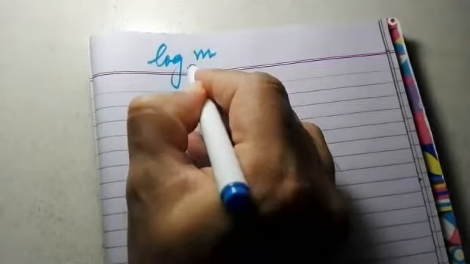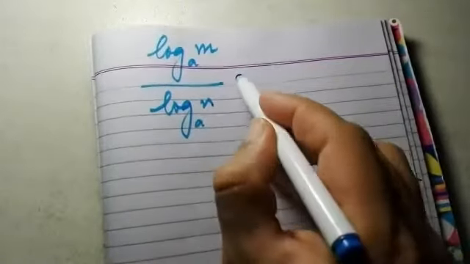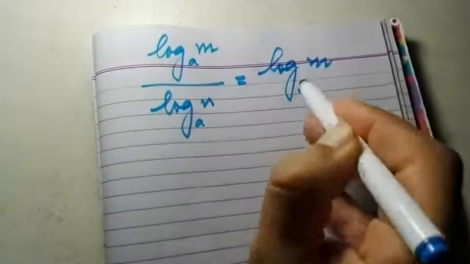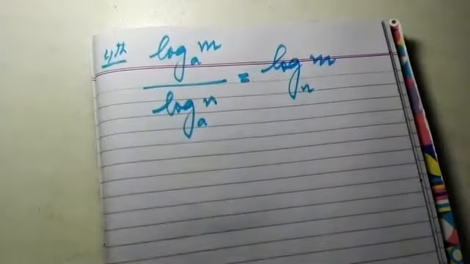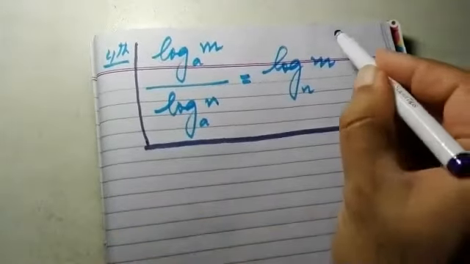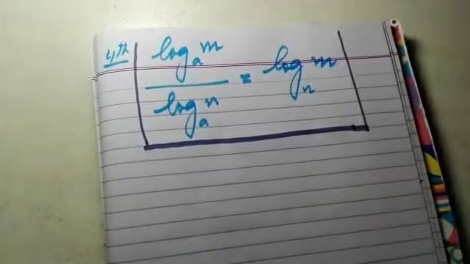So we will proceed further for the verification or the proof of the fourth law. That is log m base a divided by log n base a. This can be written as log m base n. This is the fourth law. So for the verification of the fourth law, this is the law required to be proved.